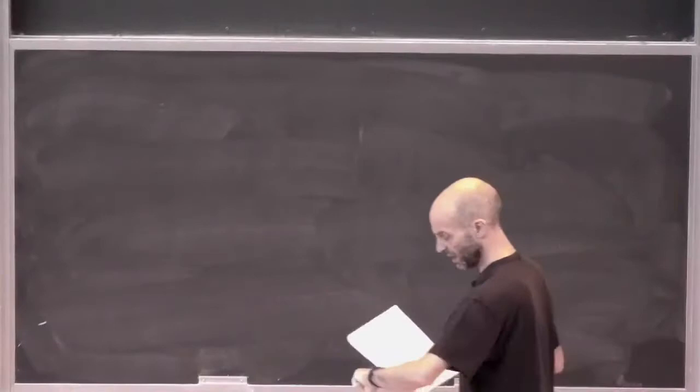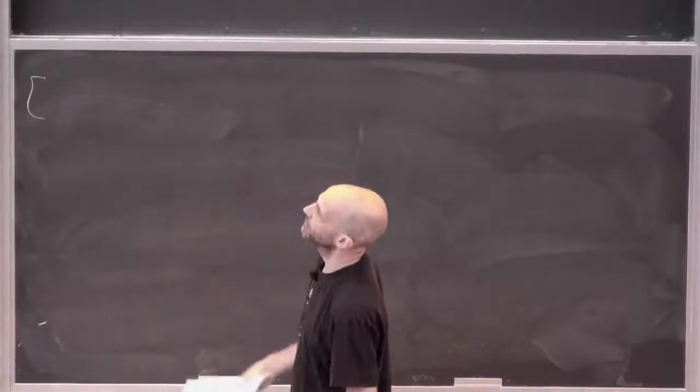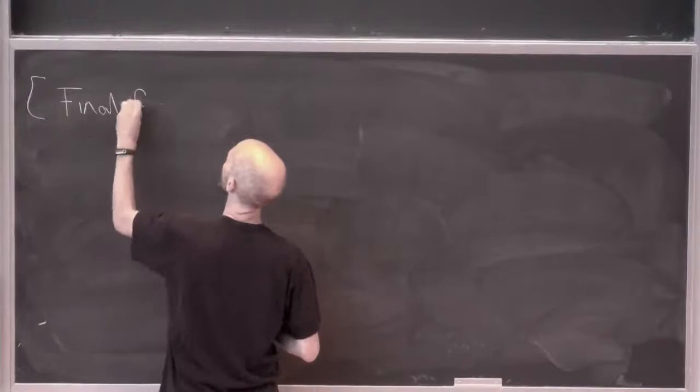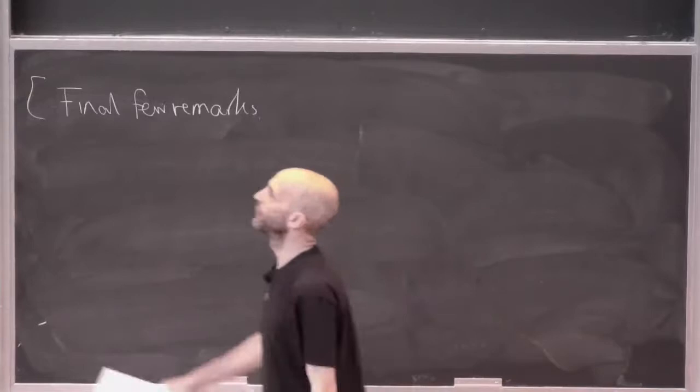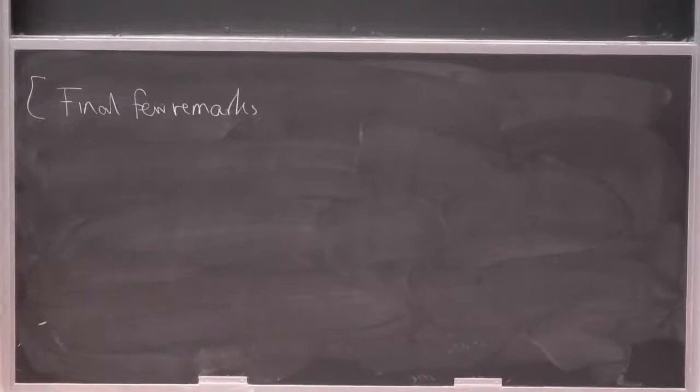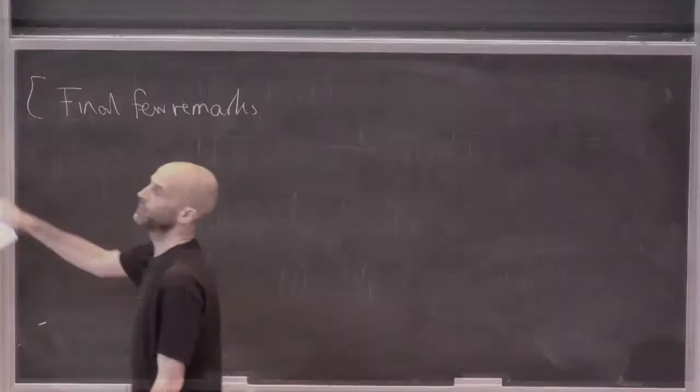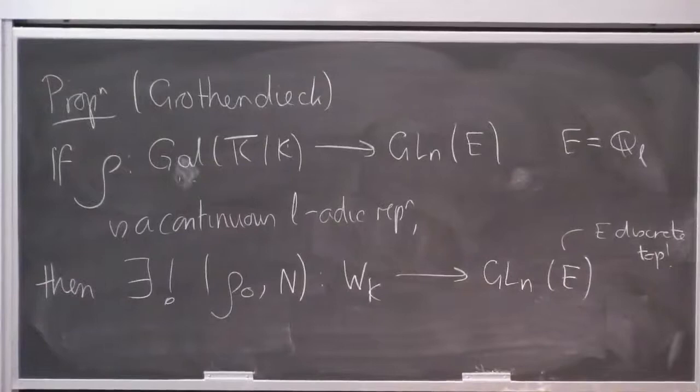Given that I'm here, I may as well make some final remarks. A couple of remarks about this proposition. Final few remarks. Not all Weil-Deligne representations are going to show up in this way, because there's a sort of stupid observation. Rho of a Frobenius element: the Frobenius element generates a Z-hat in Gal(k-bar over k), and that actually puts some constraints on the eigenvalues of rho of a Frobenius.